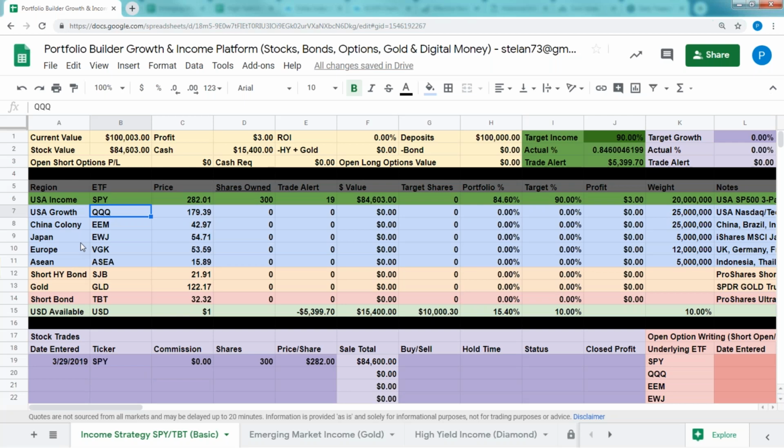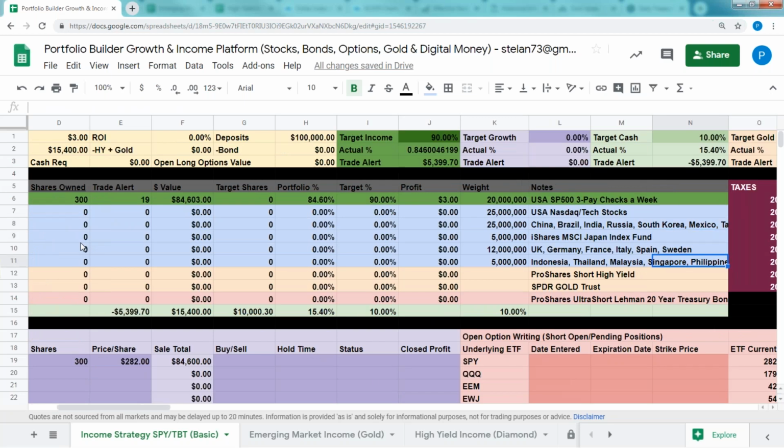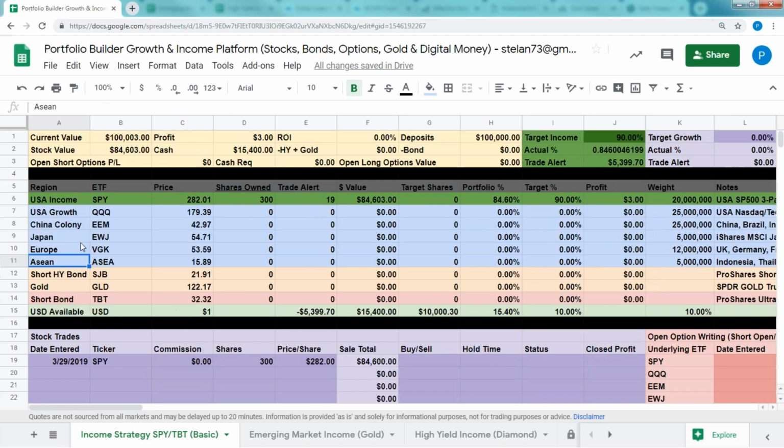All right, so we've got that. Now let's look at today's trade. We're not going for growth. Our audience needs to protect their capital.